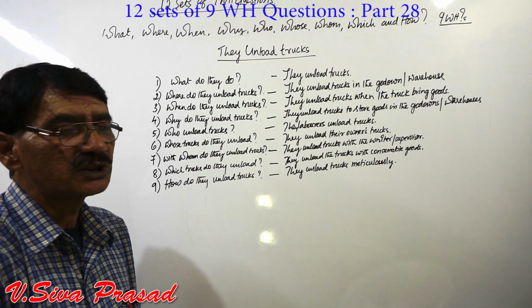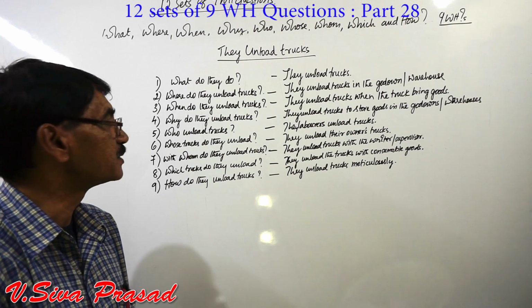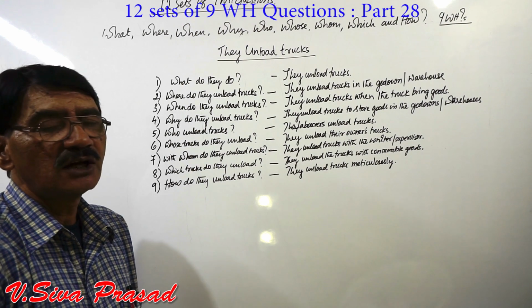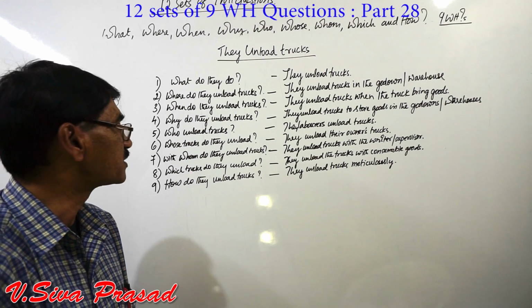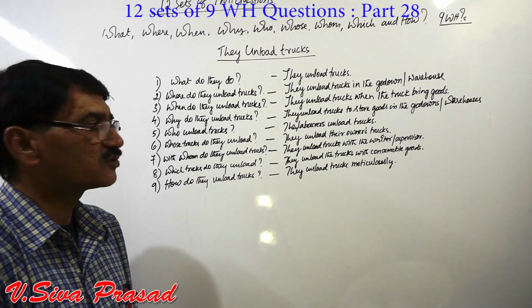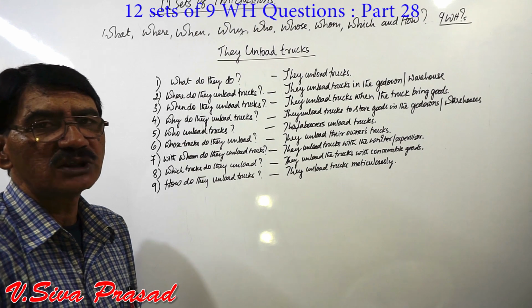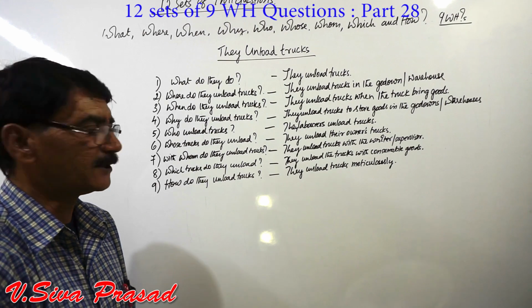Why had they unloaded trucks? They had unloaded trucks to store the goods in the godowns. Who had unloaded trucks? The laborers had unloaded trucks. Whose trucks had they unloaded? They had unloaded their owners' trucks. With whom had they unloaded trucks? They had unloaded trucks with the writer or the supervisor.